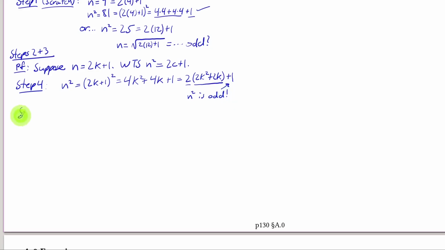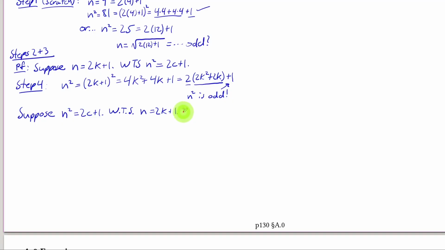We need to write, I guess we're going back to step 2 and 3 here. Suppose that n squared is 2c plus 1 for some integer c. We want to show that n is odd too. Now, this is where I kind of got stuck before. I'm not sure what to do with n squared. I'm not sure how to take the square root of it.